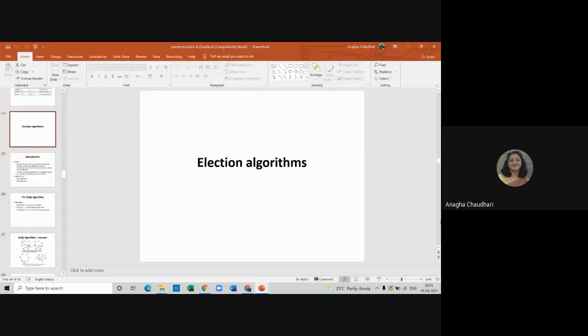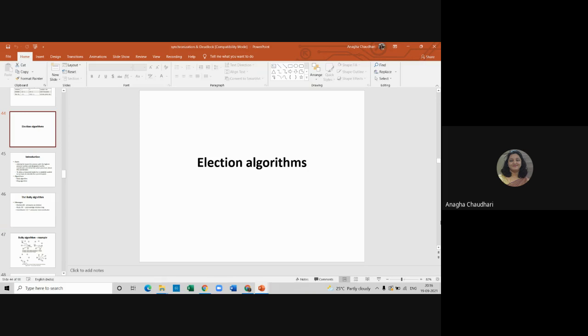Yeah, so hello students. This class is going to cover election algorithms. In the previous class, we finished mutual exclusion algorithms, which focus on the mutually exclusive participating entities and processes in distributed systems. That was the main goal of studying mutual exclusion algorithms, how they participate in the distributed system, right?